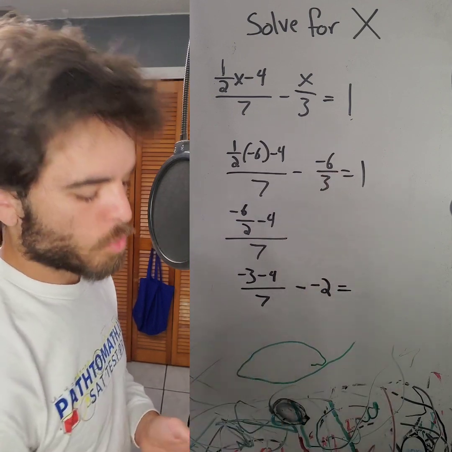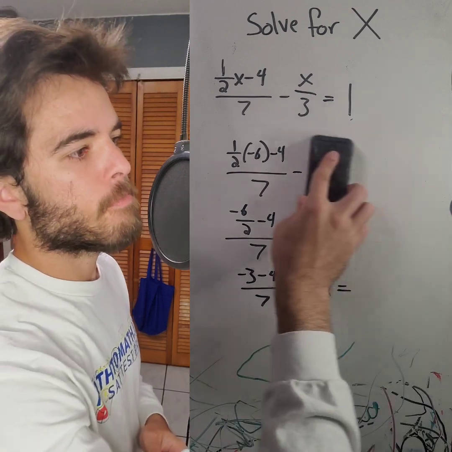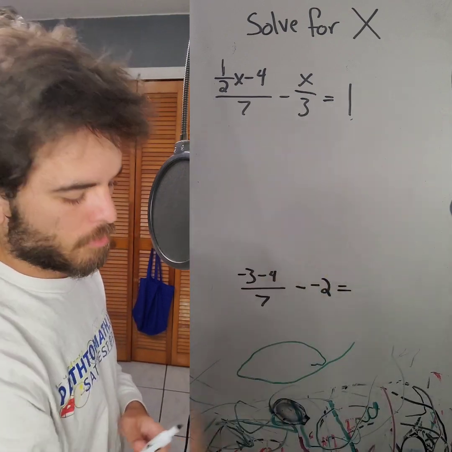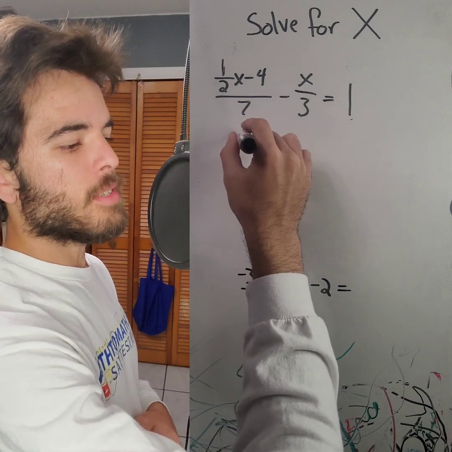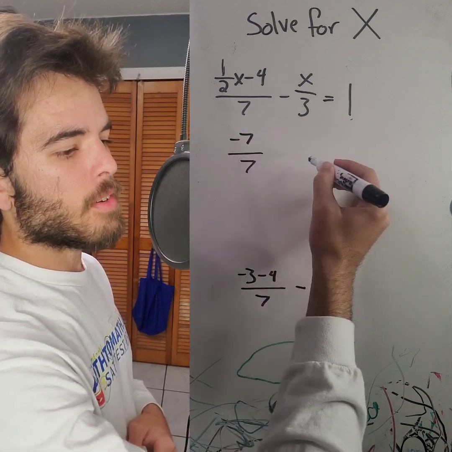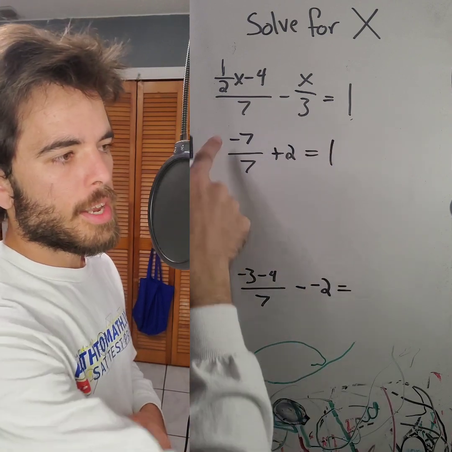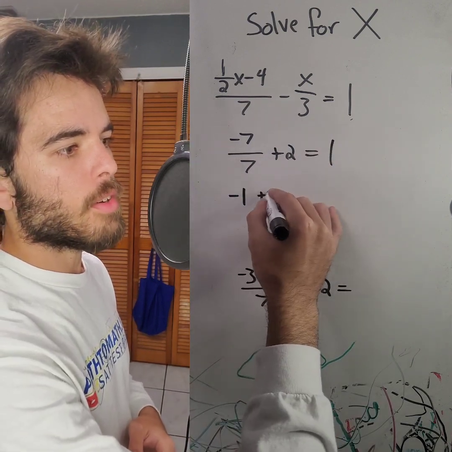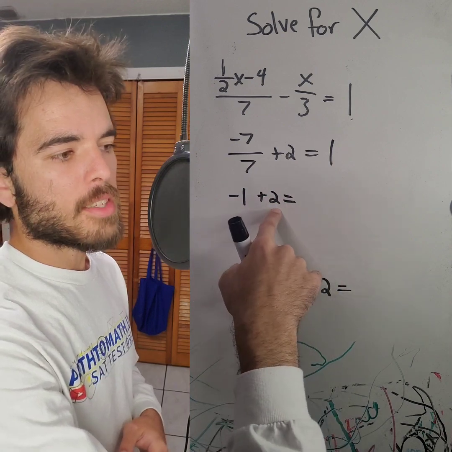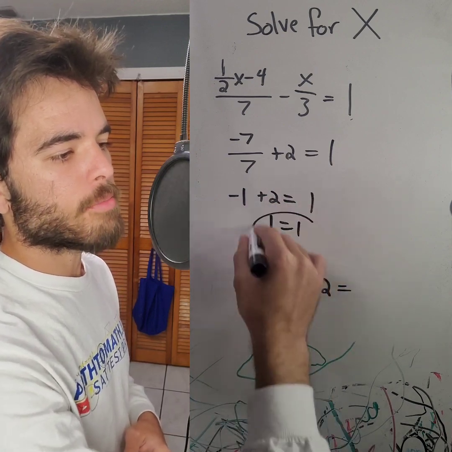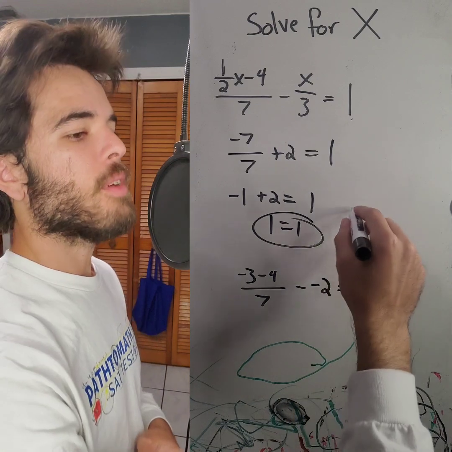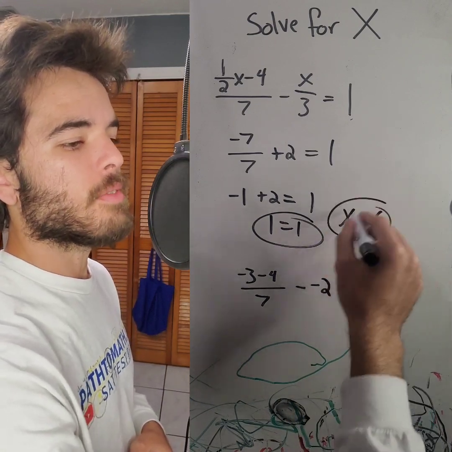So we're going to have to rewrite this one more time. We have negative 7 over 7 plus 2 equals 1. Negative 7 over 7 is negative 1. And then when we combine these, we get 1 equals 1. And sure enough, x does equal negative 6.